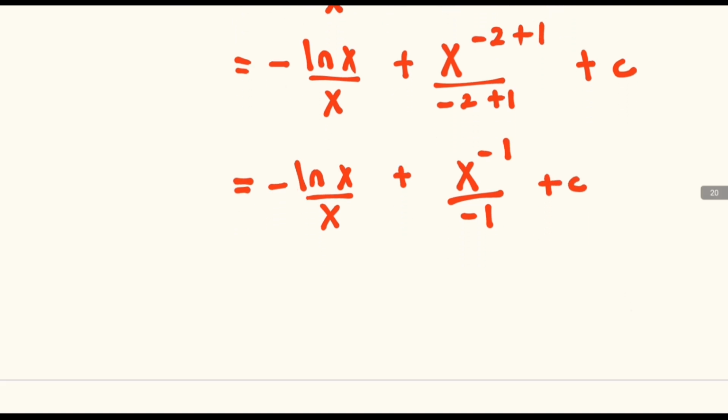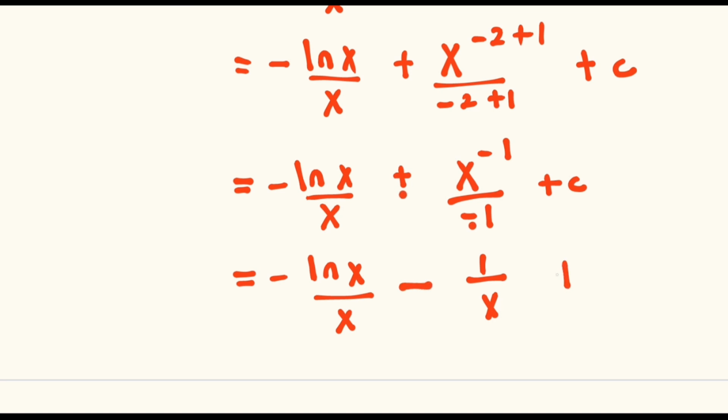We can leave our answer here, or we can continue with the simplification process where we take the x raised to the power negative 1 from the numerator to the denominator, and the exponent changing sign from negative 1 to positive 1, and this positive multiplied by that negative will be negative, plus our constant c, and this will be our answer for our second question.